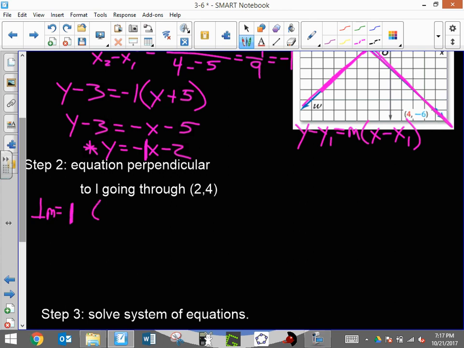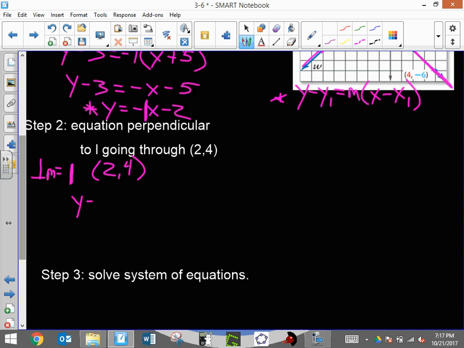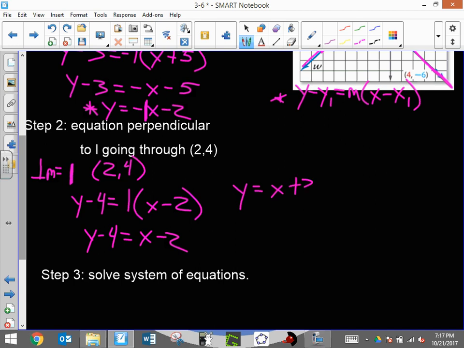And the point that I want to use is 2, 4. And again, I'm going to use this equation of a line and put it into slope-intercept form. So I'm going to go y minus 4 equal to my slope times x minus 2. And I'm going to simplify it. y minus 4 equals x minus 2. Multiplying by 1 doesn't do much. And then I'm going to add 4 over to the other side. So y equals x plus 2. And I'm going to put a nice star next to it.